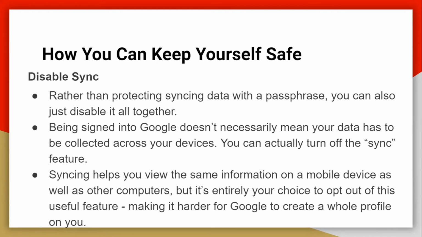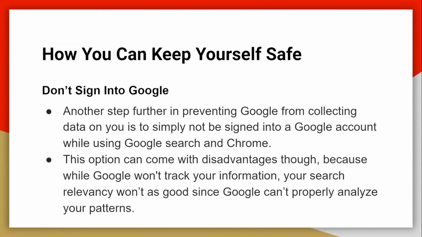Second is disable sync. Rather than protecting syncing data with a passphrase, you can also just disable it altogether. Being signed into Google doesn't necessarily mean your data has to be collected across your devices. You can actually turn off the sync feature. Syncing helps you view the same information on a mobile device as well as other computers, but it's entirely your choice to opt out of this useful feature, making it harder for Google to track you.